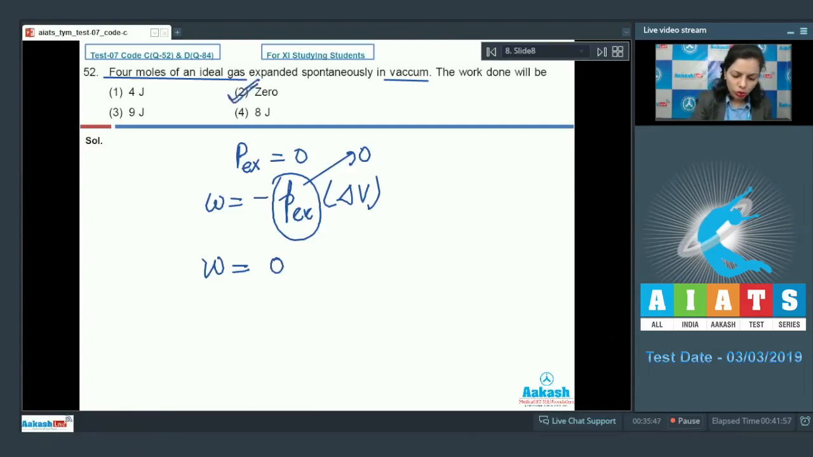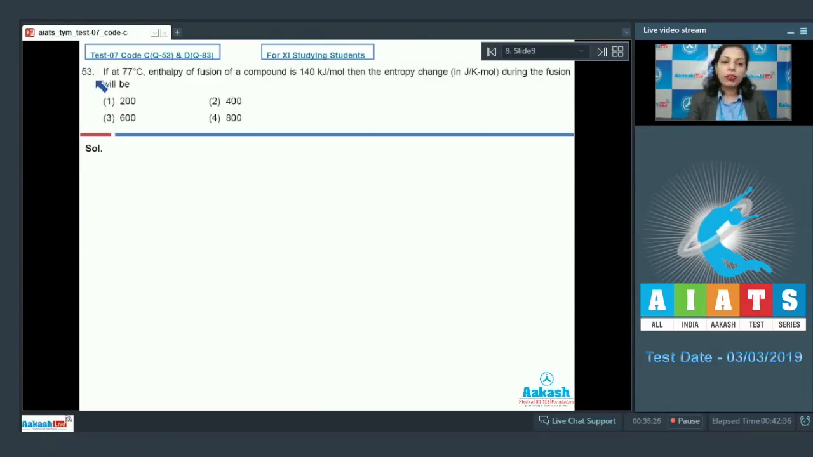Definitely option 2 you can choose as the correct option, because work done would be 0 in this particular case. After that, question number 53.